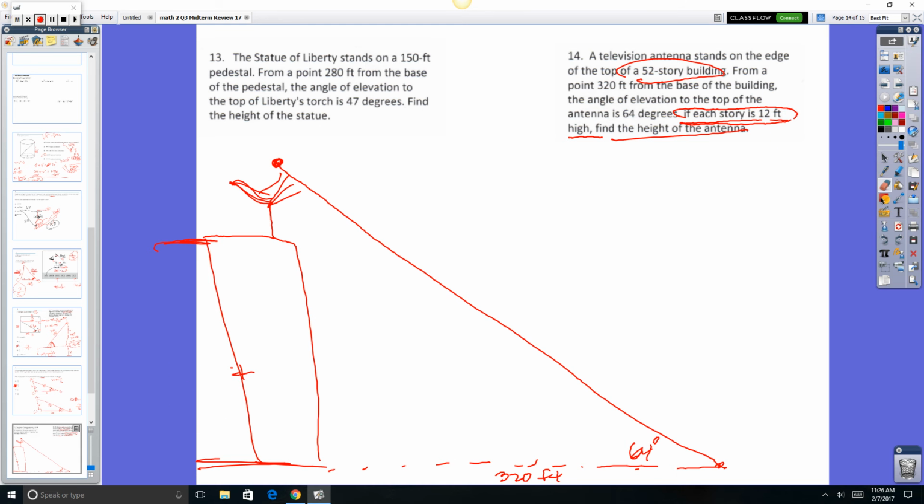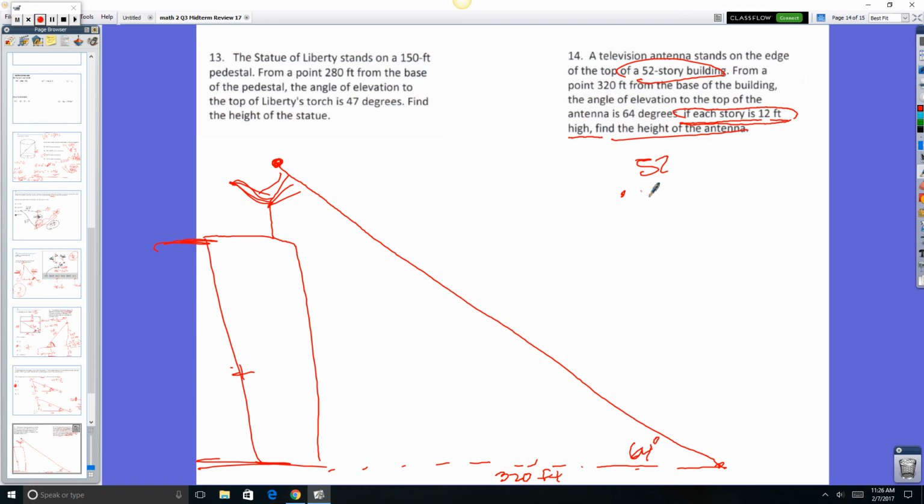So we need to do 52 times 12, and that will give us the height. So that is actually going to be 624 feet, which is more like it, because 52 feet is not very tall. Okay, so your building is 624 feet.